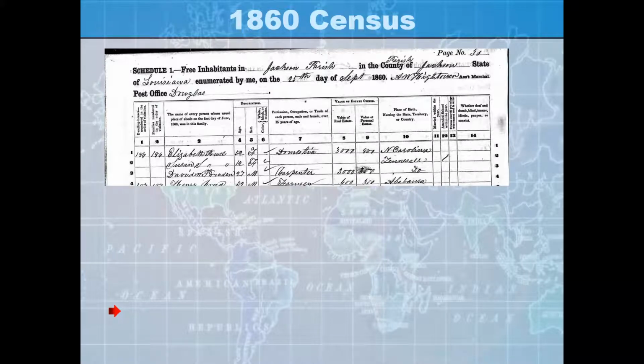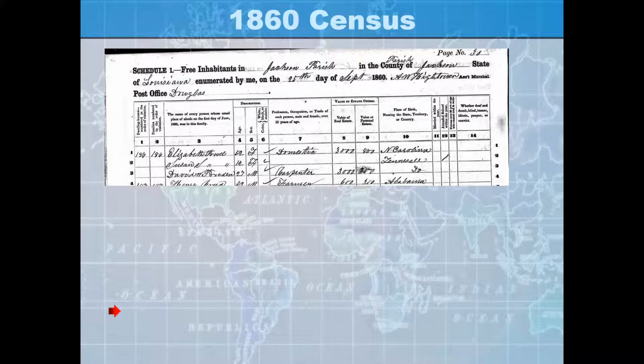The value of property, real and personal property value, is shown. This is important. If nothing is listed under real estate, then the family at that time didn't own any land. Nativity, only the place of birth of the person beside it, is listed.